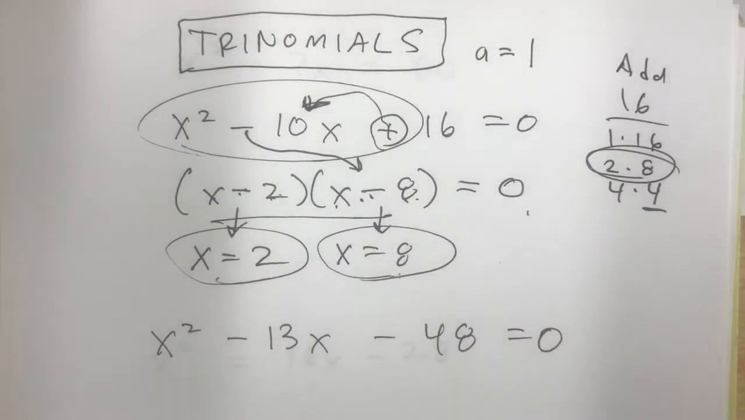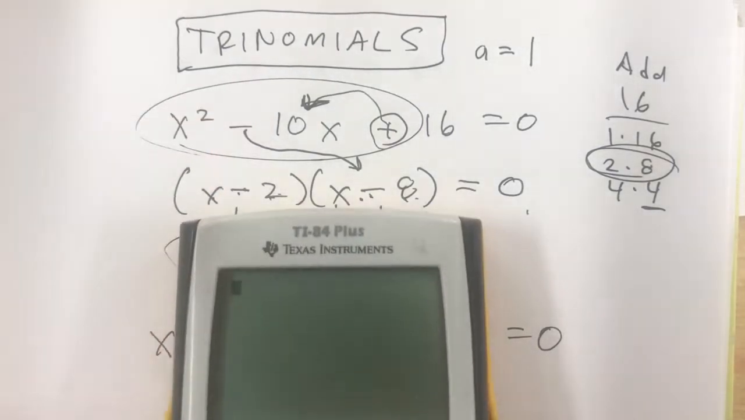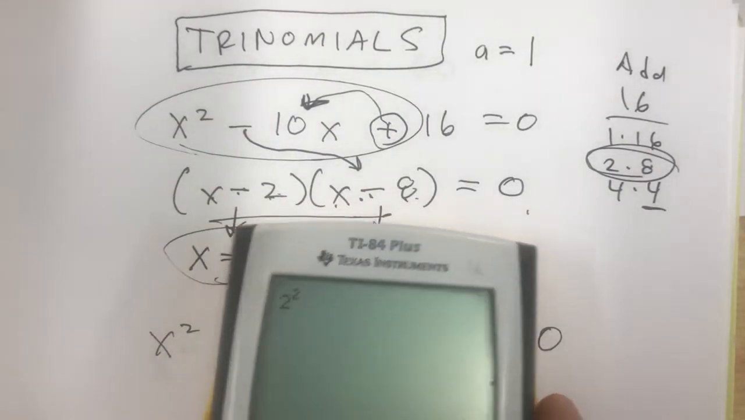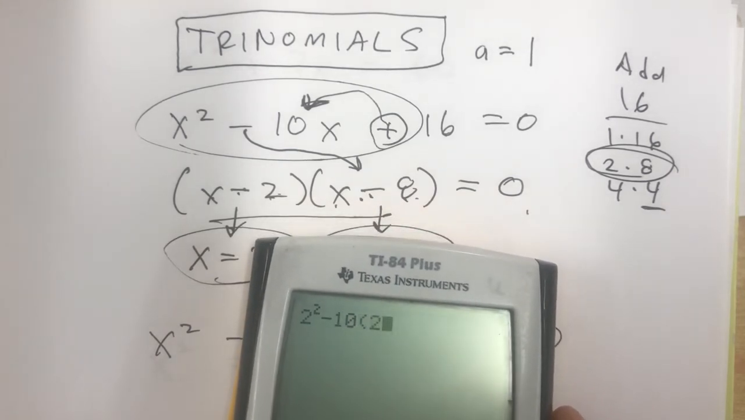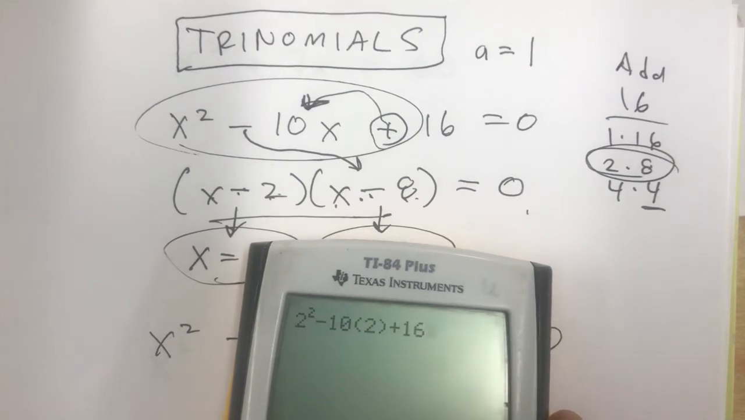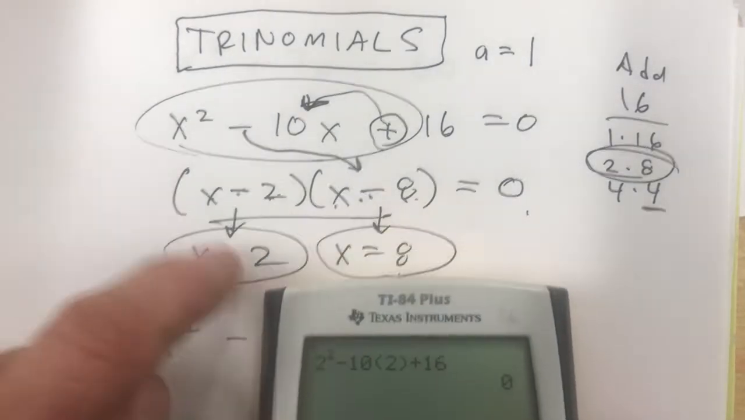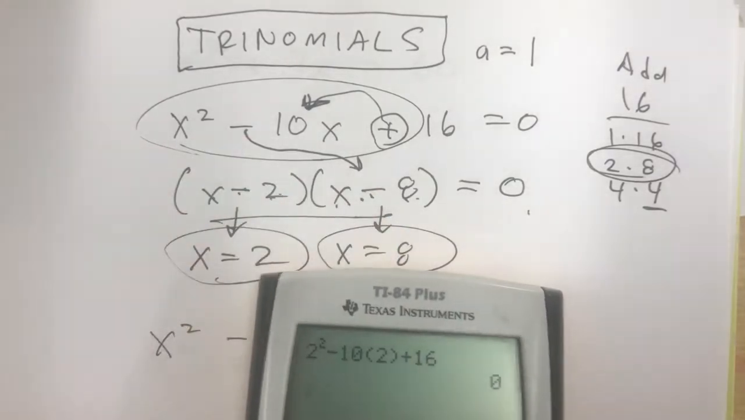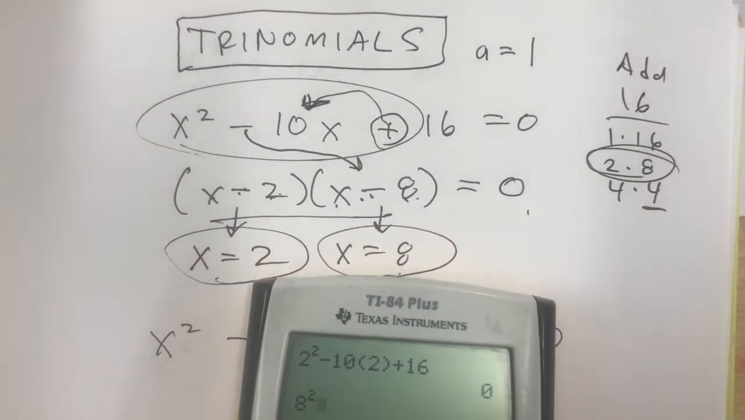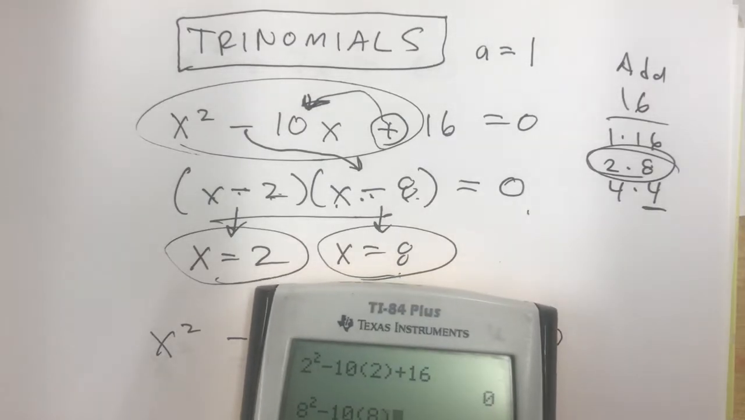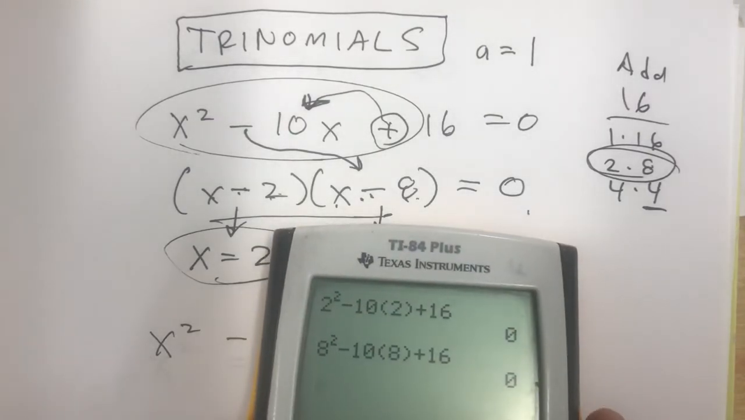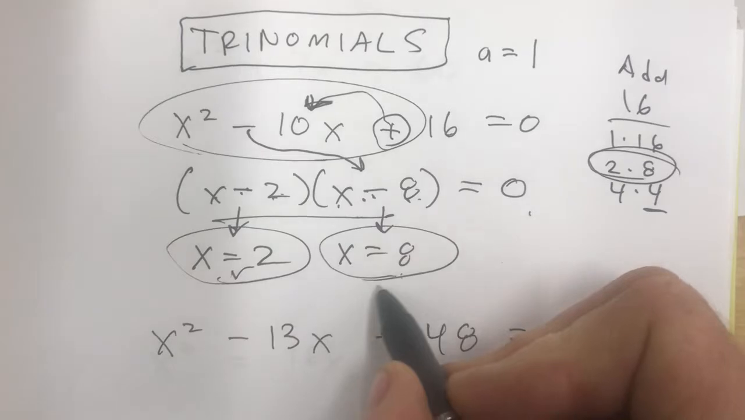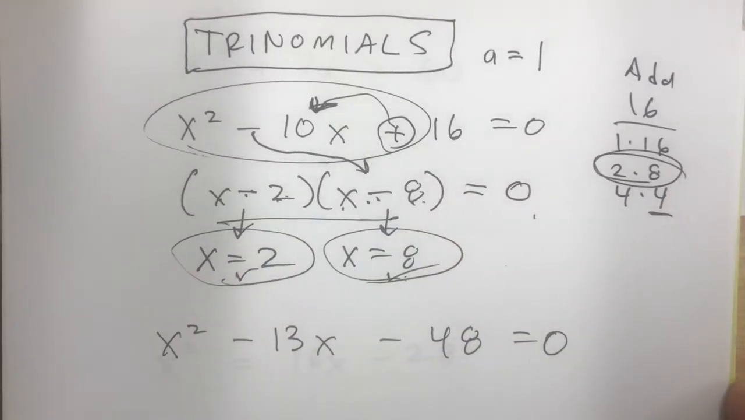Okay, now, you should be able to plug them in and check it afterwards. All right, so we'll do that real quick. I'm going to put 2 in. So if I put 2 in, 2 squared, minus 10 times 2, and then plus 16, and what do I get? I get a big fat 0. So this one checks out right. Let's check out the 8. 8 squared minus 10 times 8 plus 16. And look at that, I get a 0 there too. So both of these check out right, so they're good. So my answers are right. 2 and 8 are my solutions.